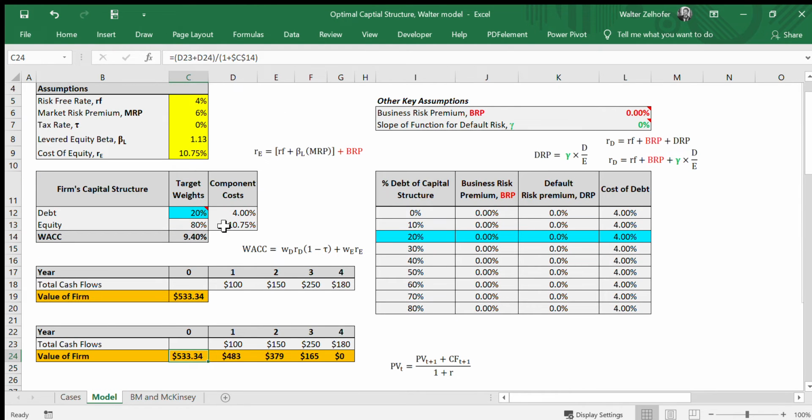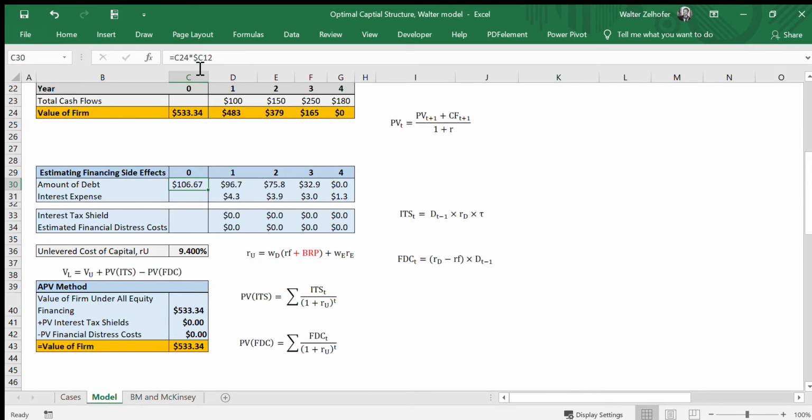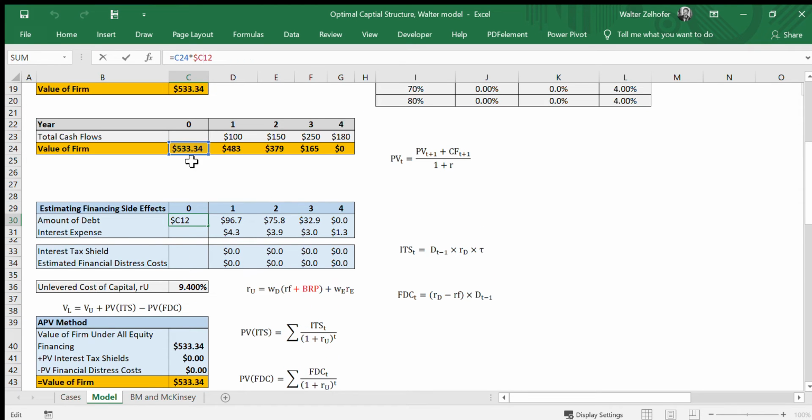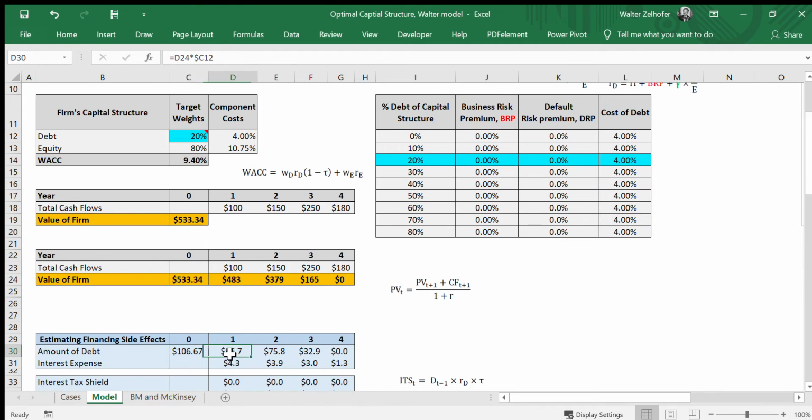Okay. Now, the weighted average cost of capital formula makes a very important assumption, which is that the firm itself is going to be financed in these proportions, 80-20. So, for example, over here we have the value of the business at time 0, which we know is 533. 20% of that is going to be financed with debt, and therefore 80% is going to be financed with equity. Over here we have the value of the business is 483. Again, 20% of that is the value of debt.